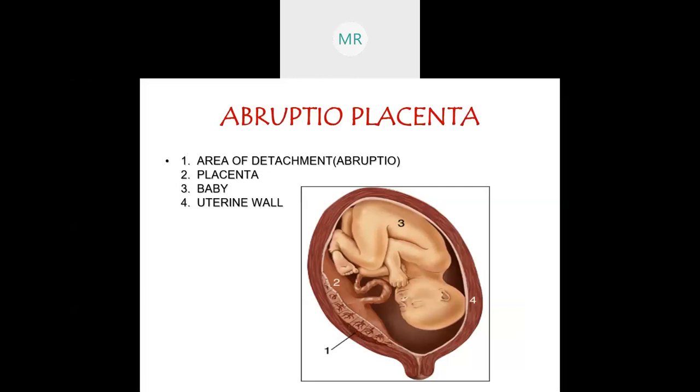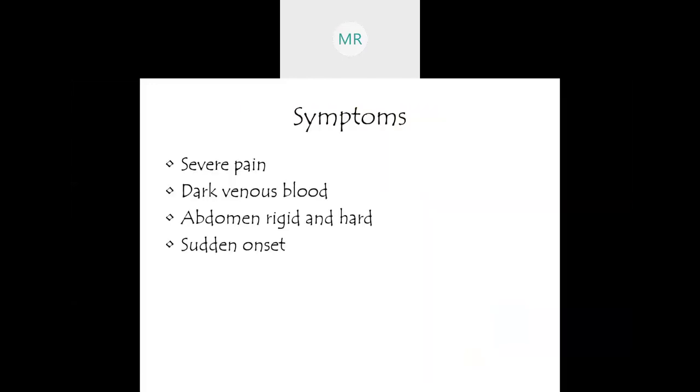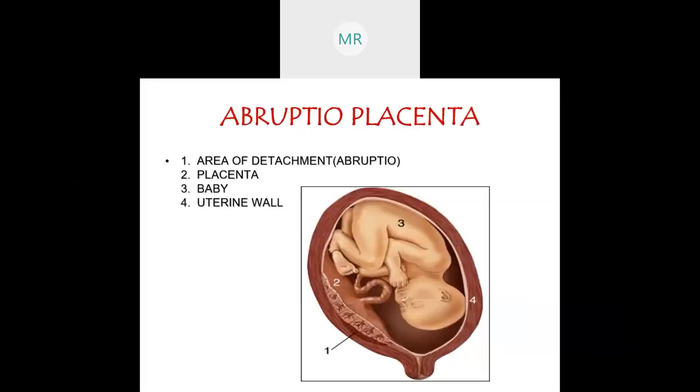So of course, you're going to see a decrease in heart rate. You're going to see decels. You're going to see late decels on the monitor. I love this picture. So this is the area of detachment. Obviously the placenta, your baby, and the uterine wall. So it's a premature separation of the placenta.